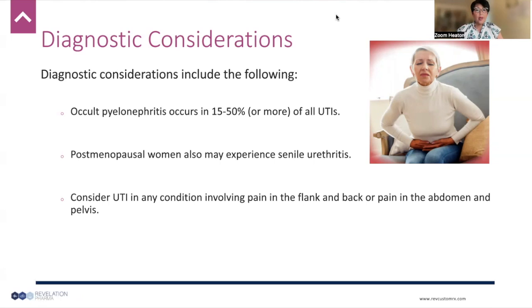Consider UTI in any condition involving pain in the flank and back or pain in the abdomen and pelvis, and also consider cervicitis and chlamydia infections. Don't assume that a sexually active female with dysuria has a UTI without first excluding the possibility of sexually transmitted disease, related cervicitis, vaginitis, or pelvic inflammatory disease.